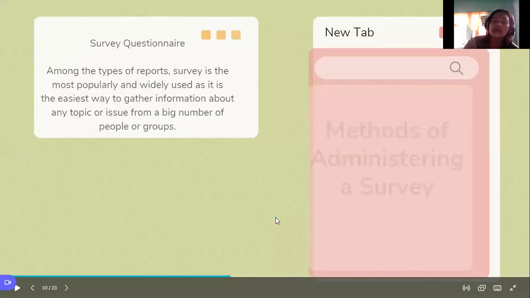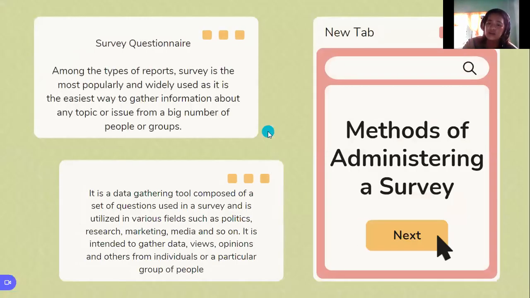Okay, now in this lesson, we will be very particular with survey questionnaires as part of our lesson, because this is the main topic, no? Now, survey questionnaires are among the types of reports, and survey is the most popularly and widely used as it is the easiest way to gather information about any topic, especially when there's an issue of numbers of people or groups. So it is easier for them to gather information if it's done in a survey questionnaire.